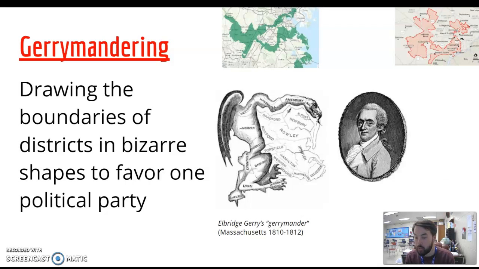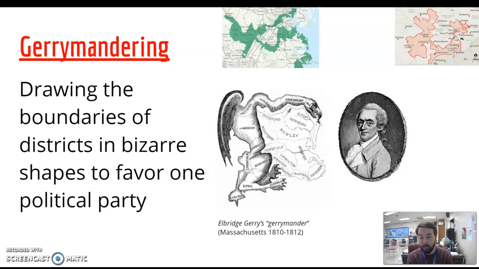And yes, that's a real political term. Gerrymandering, you need to know this for your test. It's when you draw the boundaries of districts in bizarre shapes to favor one political party.